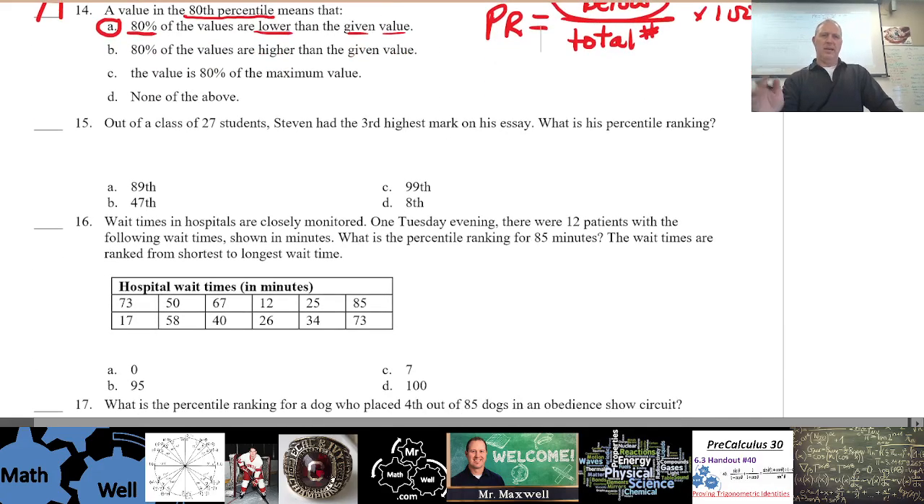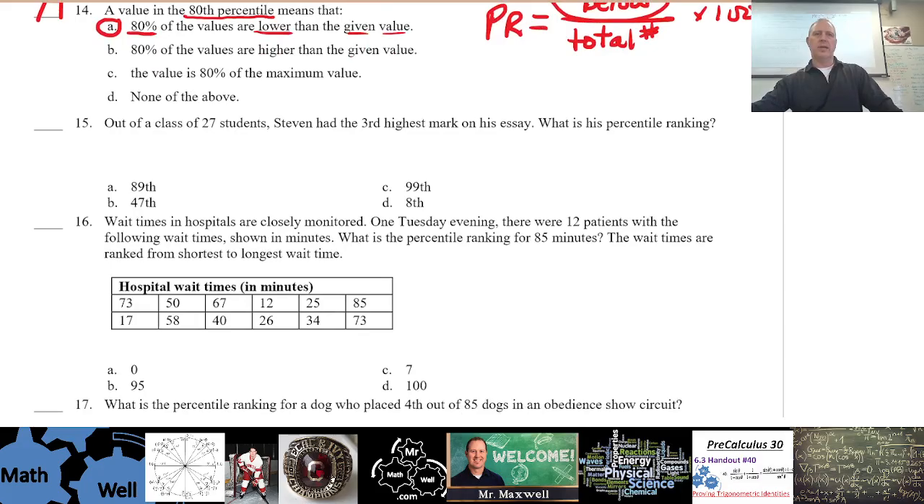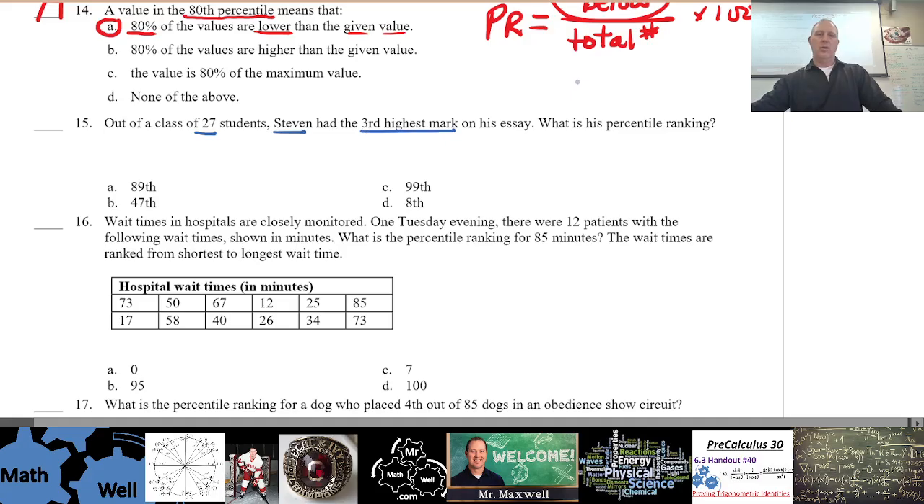All right, number 15, another percentile ranking one. Out of 27 students, Stephen had the third highest mark on his essay. What is his percentile ranking? Now you got to be very careful with a question like this. Please don't just look at the numbers and say, oh, 3 divided by 27, that's all I need to do. No, you got to think deeper than that, okay?